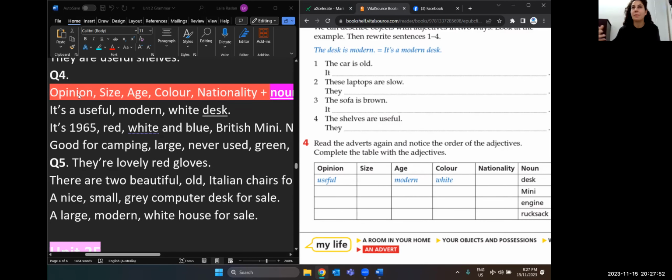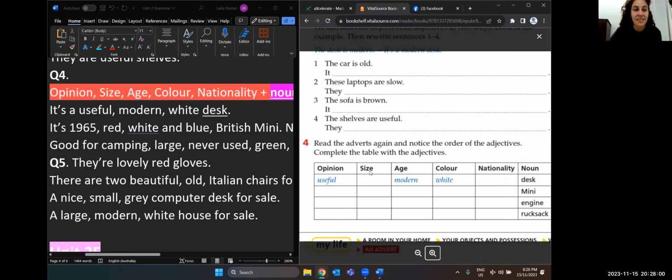Like, is it good? Is it amazing? Is it really bad? Is it just whatever? It's your idea about it. Size, is it large, big, small, tiny, whatever? Age, is it modern, old, antique, ancient, brand new, new, very new, hardly used? Hardly used means I used it once, but then that's it. I didn't really use it much. Hardly used. Color, is it white, black, blue, orange, whatever?